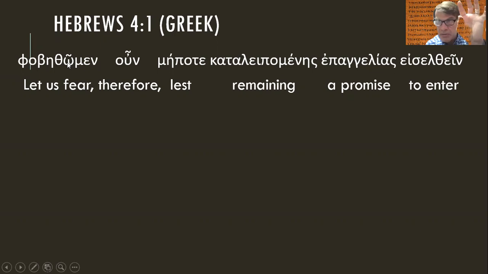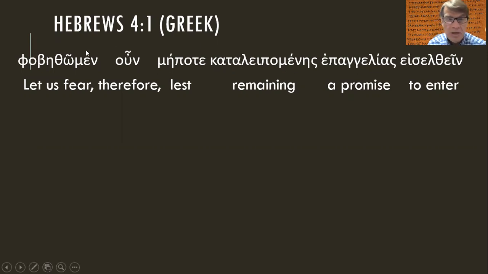Let us fear is the main clause, and then lest, it's a negative purpose clause, I guess you would say. Lest under the circumstances of a promise remaining, in a genitive absolute, we make the noun into the subject of the clause and the participle into the verb. A promise remaining. Let us fear lest, with a promise remaining, or under the circumstances of a promise remaining, or while a promise remains, this katalepomenes.